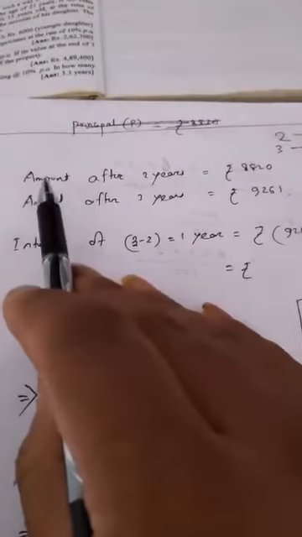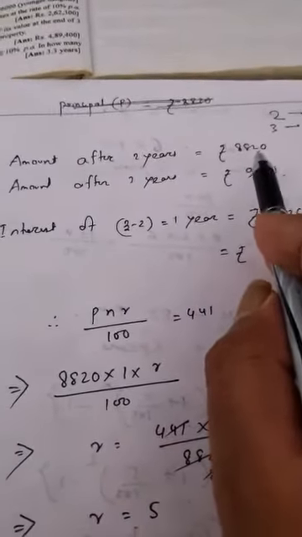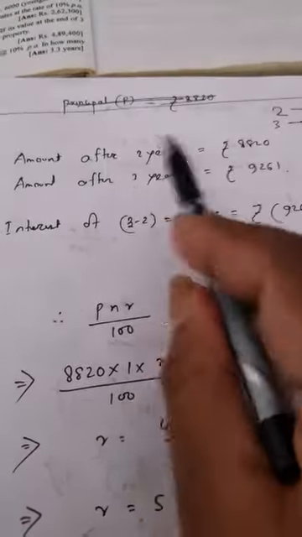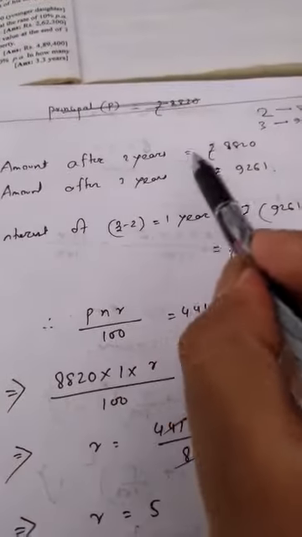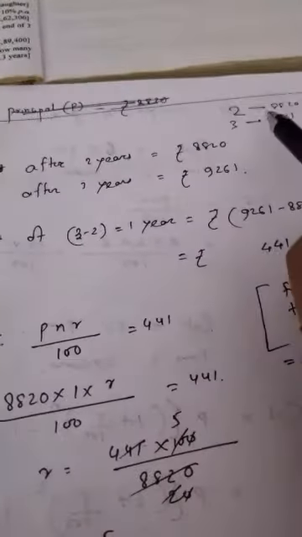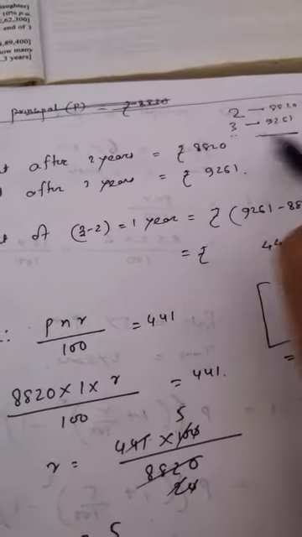Again I want to explain the beginning part of this. This is important: the amount after 2 years is 8820. That means 8820 is the principal at the beginning of the third year. I may have told you it was the principal at the beginning of the 2nd year in the first step. No, it is not like this. The principal at the beginning of the third year is 8820. Amount at the end of the third year is 9261.